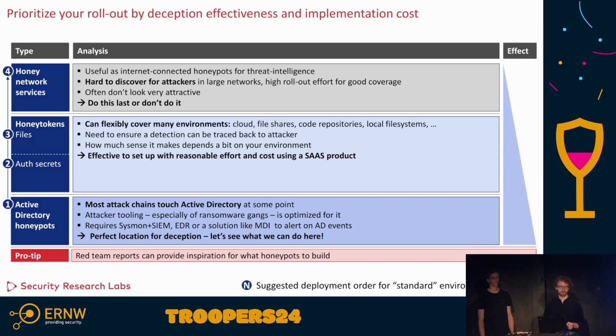And then what we would tell you to start with is Active Directory honeypots. Most attack chains of hackers touch Active Directory at some point, so it's the perfect location for deception in our view. So let's see what we can do here. Maybe one small tip, if you have past red team reports for your environment, you can read them to get inspiration for great honeypots to build, because these were real vulnerabilities that were exploited by attackers.